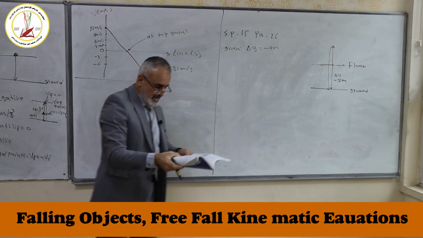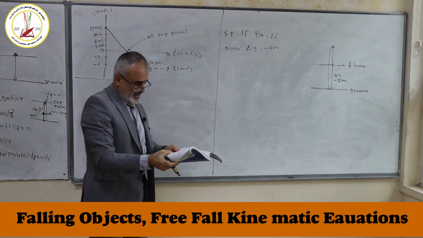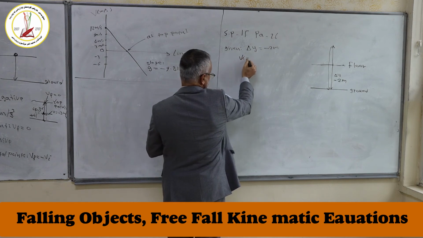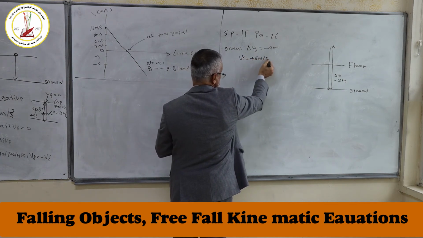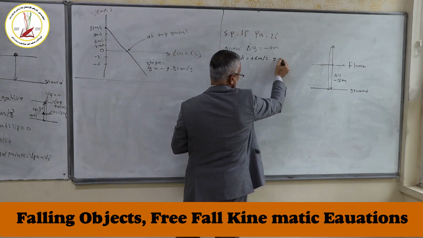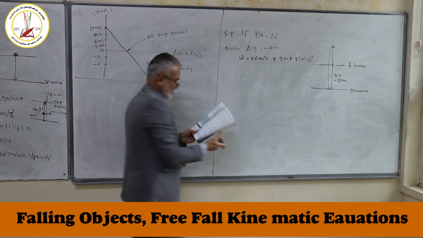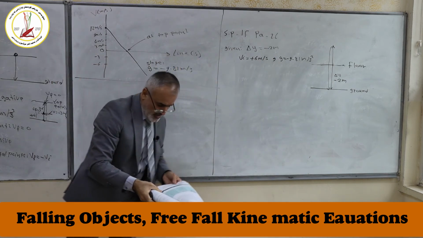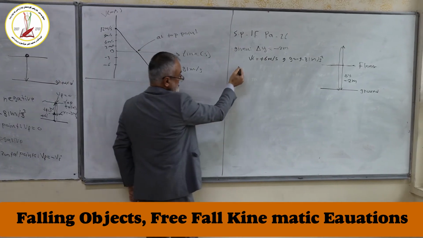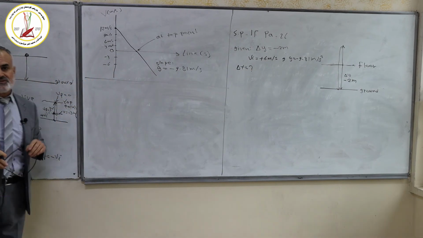Second, student, the initial velocity. Because the ball was ejected upward, the initial velocity is positive 6 meters per second. As we said, we have g, which equals -9.81 meters per second squared. So these are our givens. The question asked about what, student? About delta t. So find delta t.